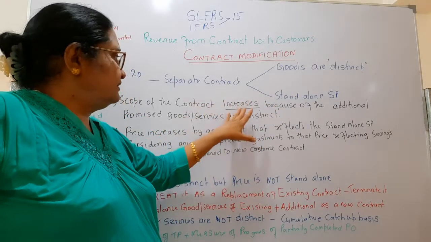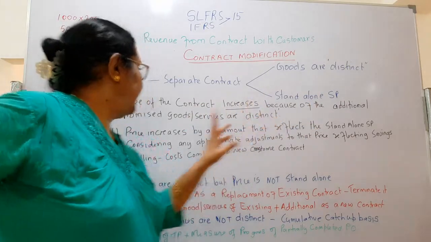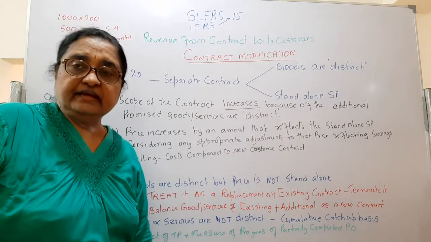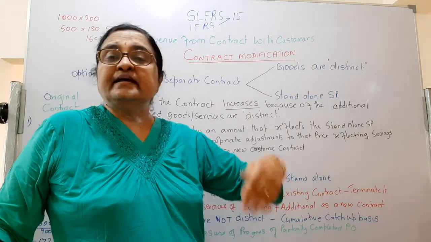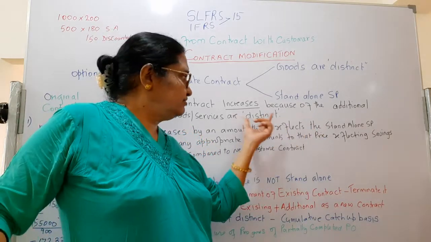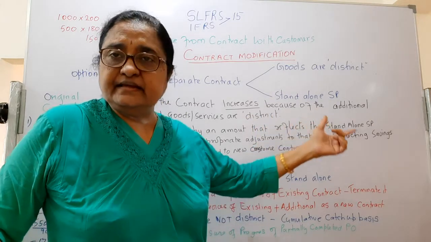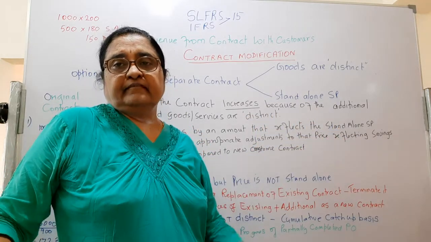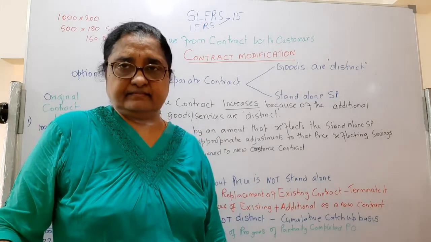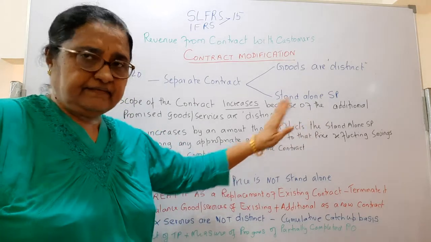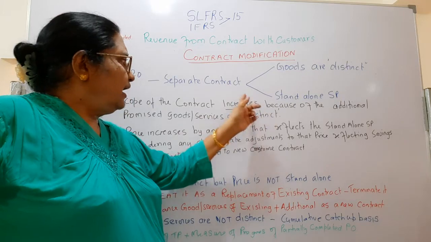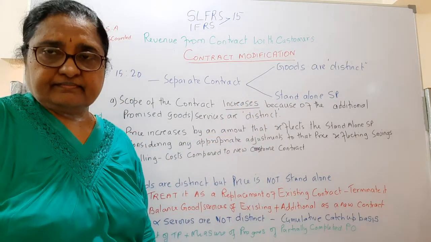So the scope of the contract increases because of the additional promised goods which are distinct. We will discuss what distinct goods are when we discuss performance obligations. For the time being, distinct goods means separately identifiable on its own, also in the context of the contract. It is separately identifiable. So if the goods and services are distinct and your scope should increase, that is criteria 1.